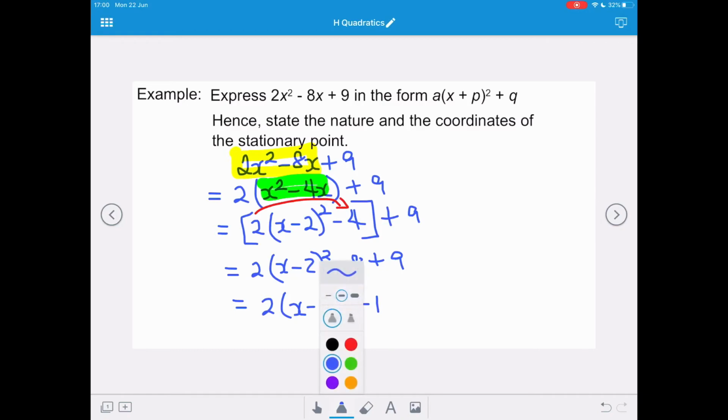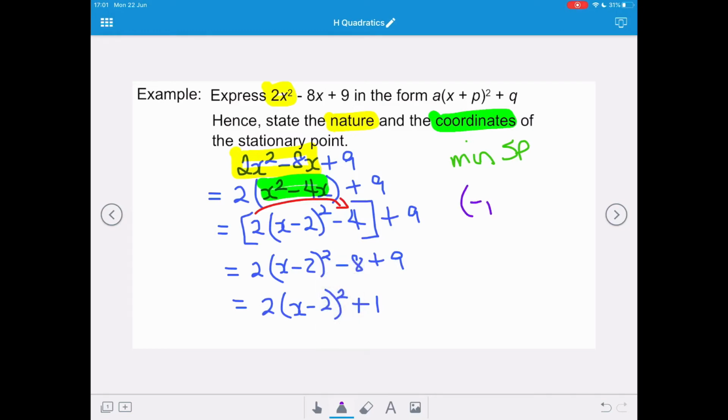So the question asks us to state the nature of our stationary point, and you can see we've got a positive 2x squared, so we're going to have a minimum stationary point. And then the final part of the question asks us to work out the coordinates of the stationary point, and we're going to use our completed square format, and we know that the coordinates of the stationary point are going to be (negative p, q), and so our minimum stationary point is going to be (2, 1).